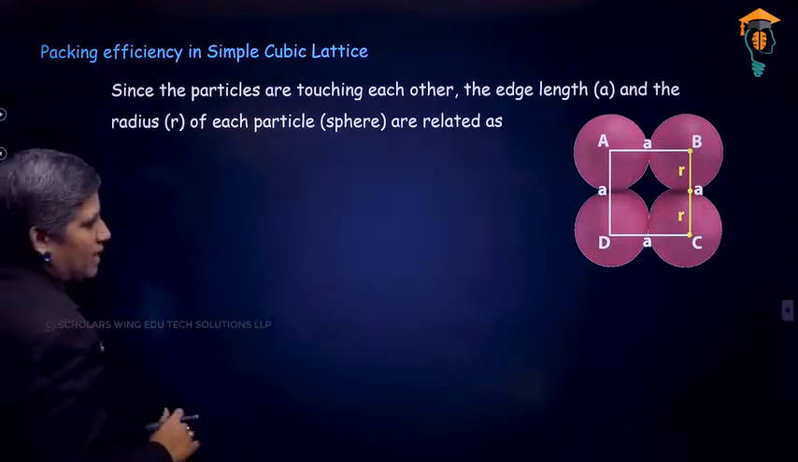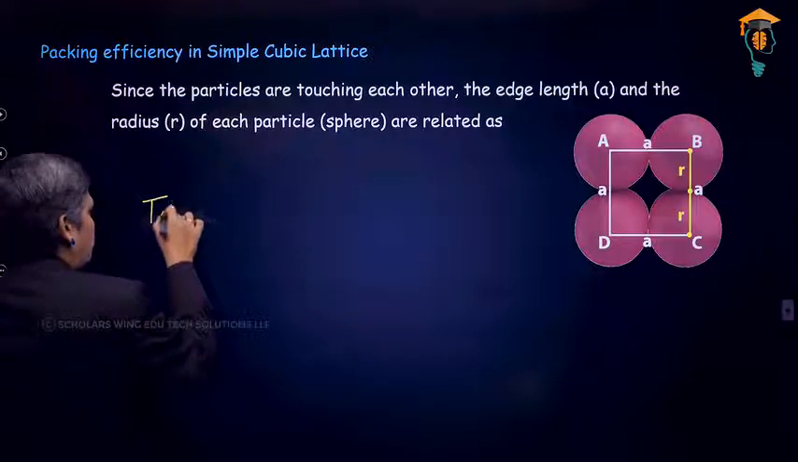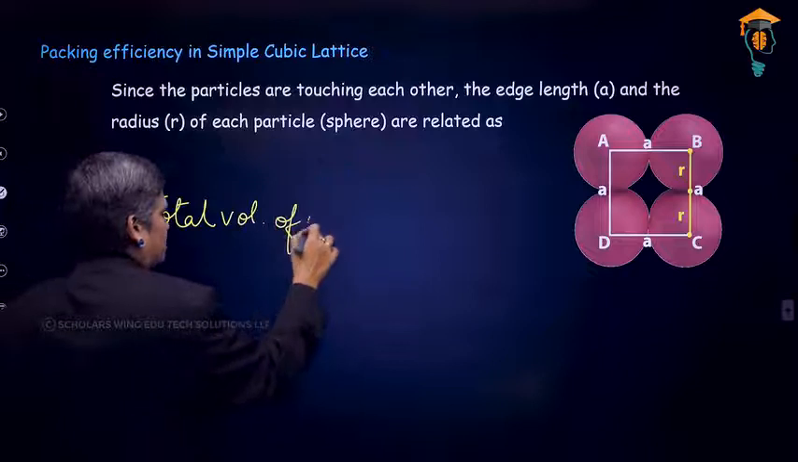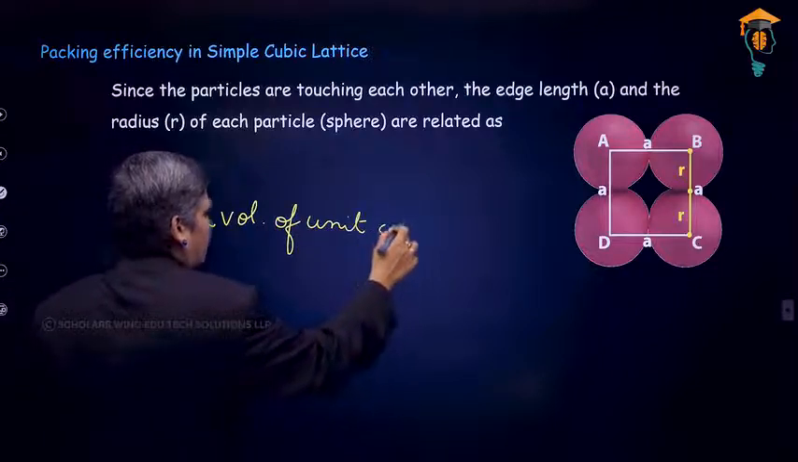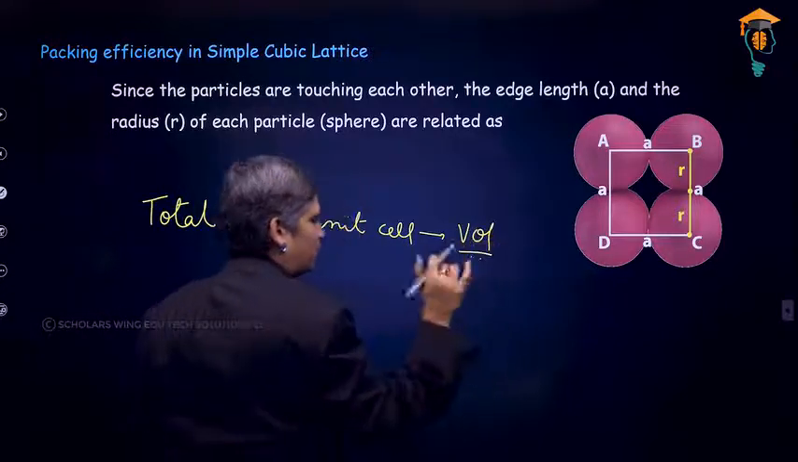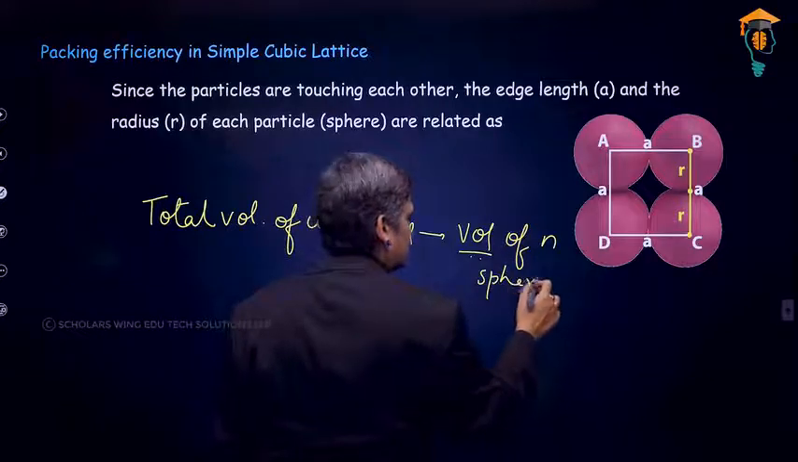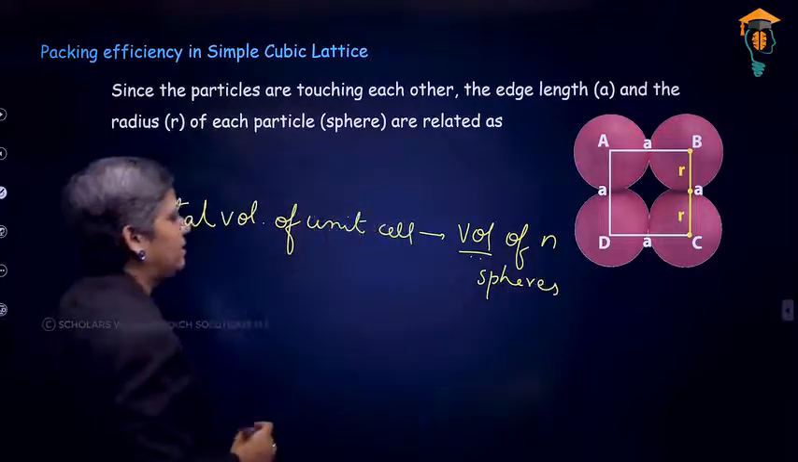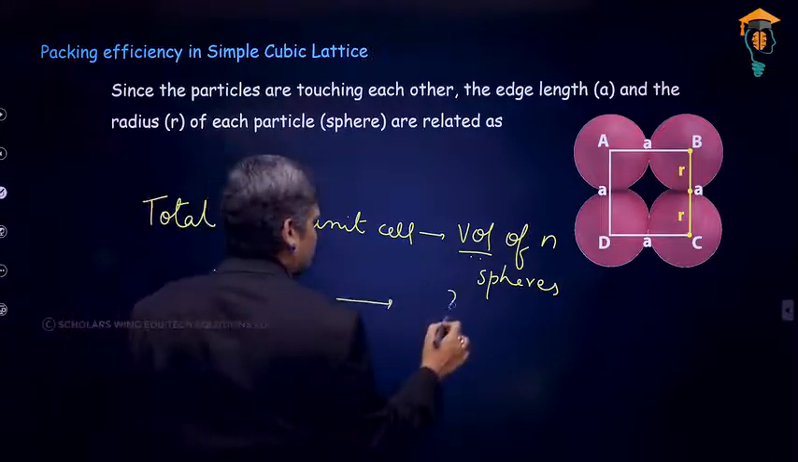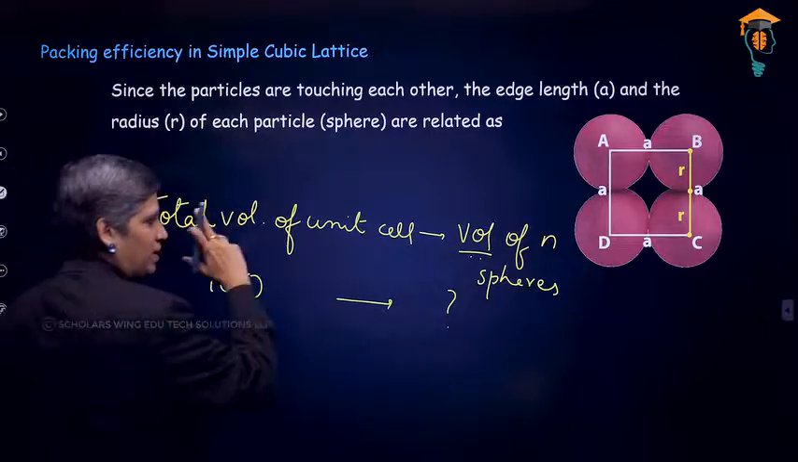To understand this big formula, I'll give you a small trick. Okay, very simple. We can say like this: out of the total volume of the unit cell, if this is the volume, some volume of n spheres is actually filled, then out of 100, how much? Is it clear? Just cross multiply, unitary method, then you'll get the same formula.